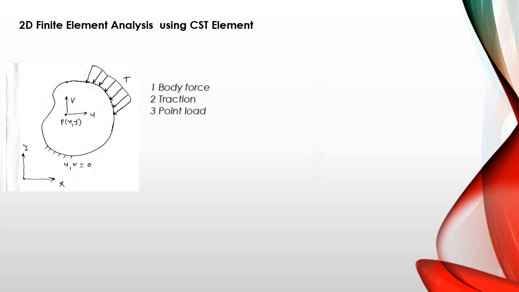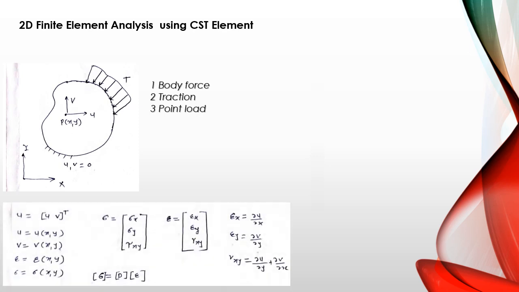The main types of loads acting on body are, body force, which is distributed force per unit volume, second is traction, which is a surface load, and third is point load. In two-dimensional problems, displacement at any point is function of x and y. And hence all derived quantities are also function of x and y. The stress and strain components are also clearly shown here. The body force and traction can also be resolved in two components.